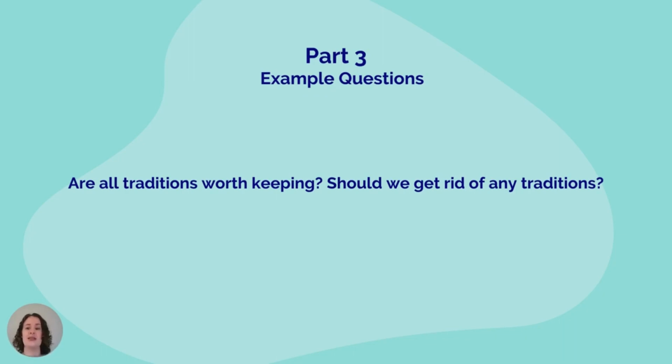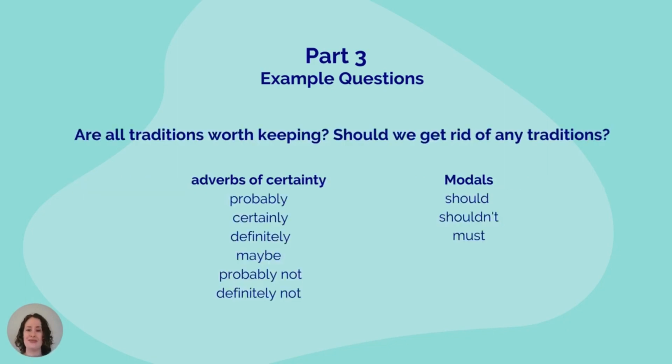Let's take a look at another question. This time the question is, are all traditions worth keeping? Should we get rid of any traditions? So, considering the marking criteria, what grammar points could we include in our answer? Remember, our question is, are all traditions worth keeping? Should we get rid of any traditions? As you can see, I suggested adverbs of certainty and modals. What did you suggest? Remember to share your ideas in the comments.